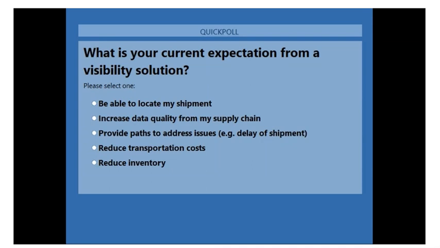Perfect. So the question we would like to address at the beginning of the session is, what do you now expect from your visibility solution? The answers are multiple. It's either obtaining info on where your shipment is, or increasing your data quality from your supply chain, or providing a path to address your issues, so for example delays or disruptions, or realizing savings on the transportation cost, or inventory optimization. So please take a few seconds and give us an answer to one of these. We are very curious what you're going to say.